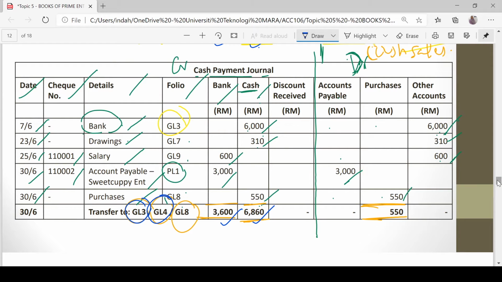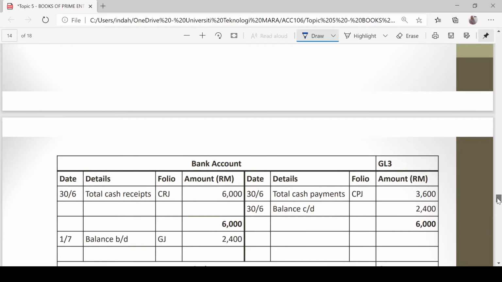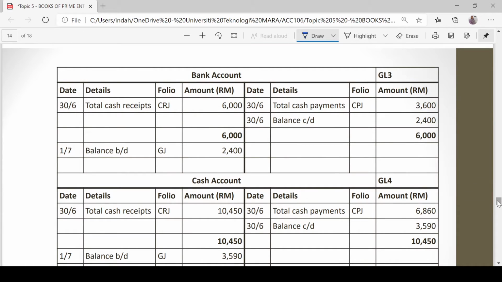Okay, same code. All right, so GL3 and GL4. So how do we post that to the ledger? Compared to the previous lesson, in the bank account we had so many items because we did not prepare proper or appropriate journals. But when we prepare the journals, we already record every detail in the journal.